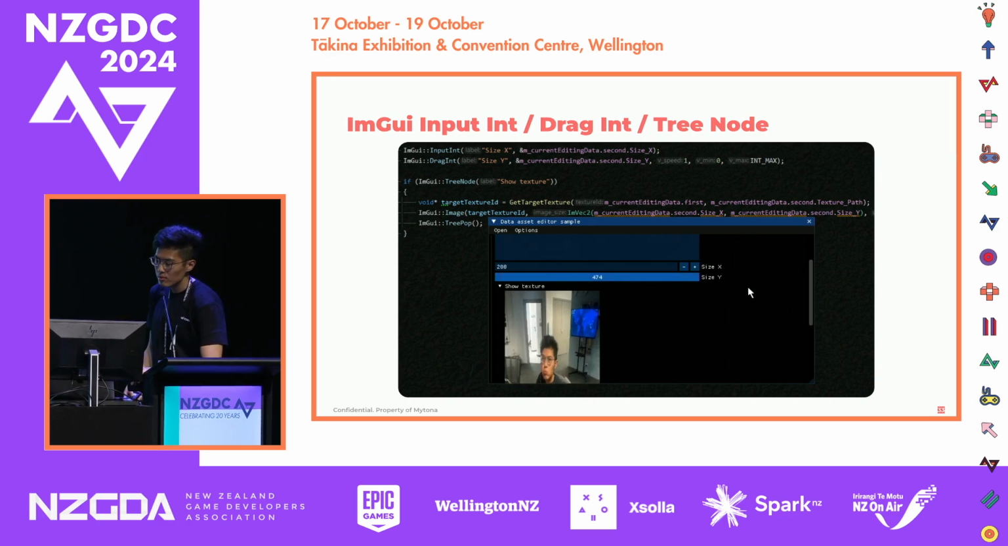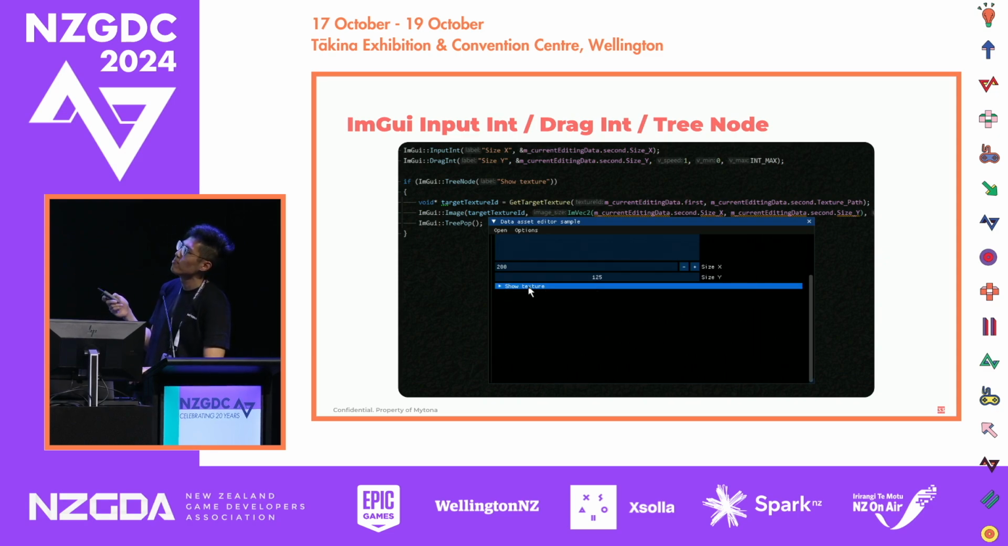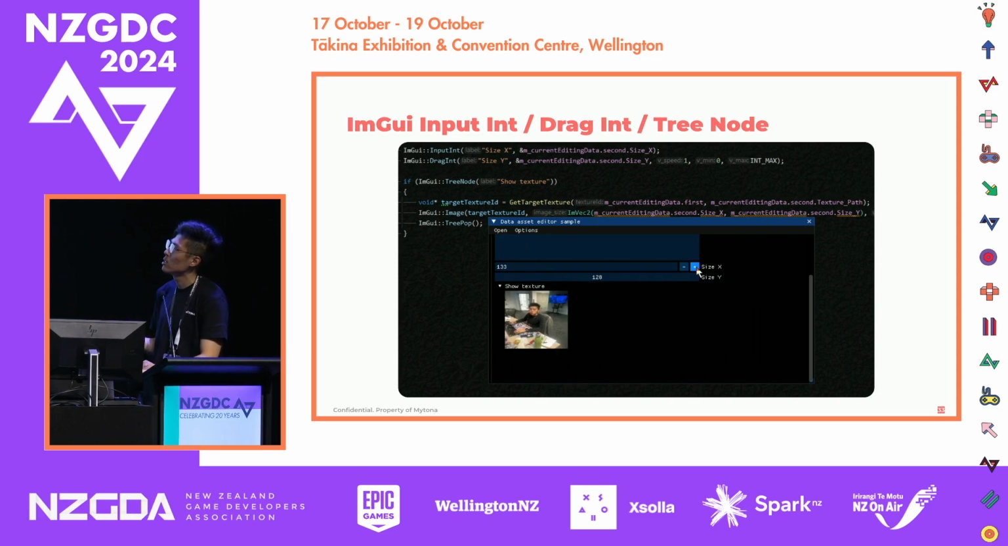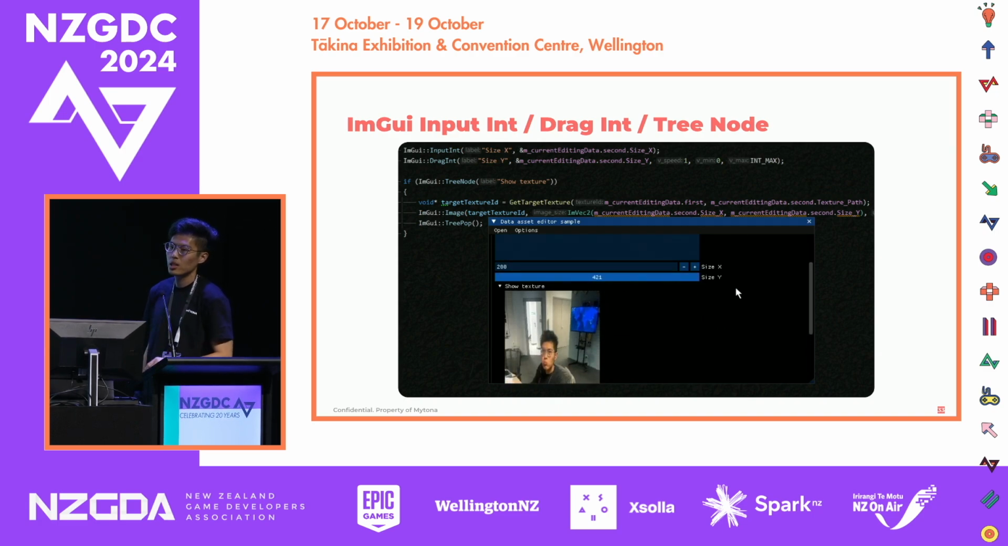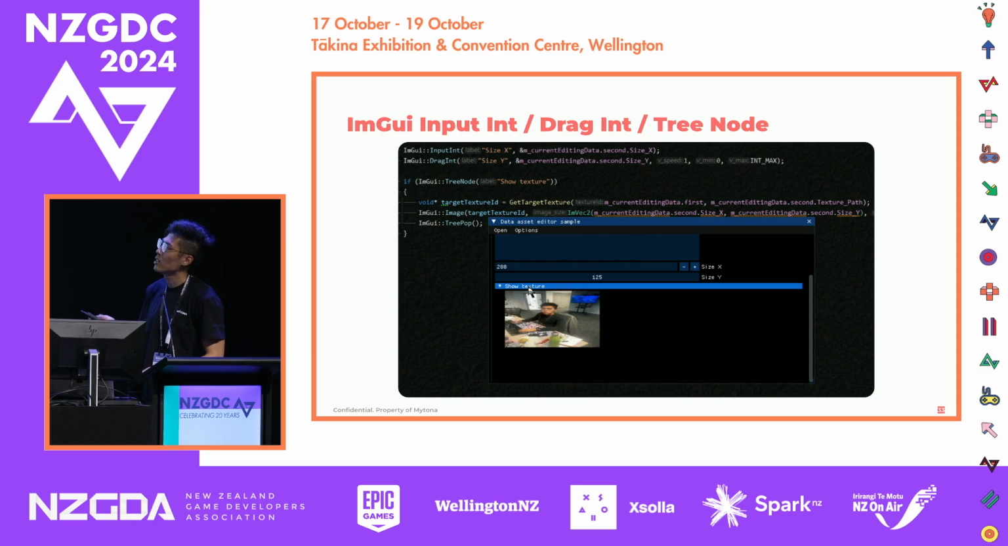Yep. Tree nodes, another pretty useful container. TreeNode and TreePop give you this. When you click the row here, it will collapse and open. And I draw my image in it.